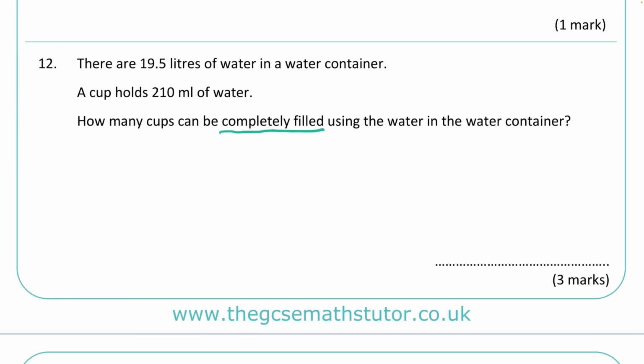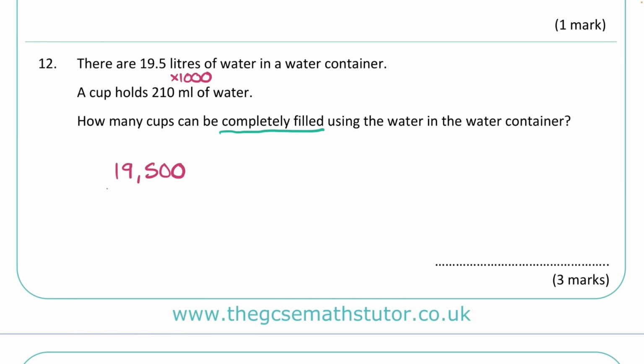So this is about conversions as well. We have our first one, 19.5 litres, and a cup holds 210 millilitres. So we need to know that there are 1,000 millilitres in 1 litre. So 19.5 litres, if we want to turn that into millilitres, we need to times that by 1,000. So we'll do it on the calculator, 19.5 times 1,000, and that comes out as 19,500 millilitres. Now, if we want to know how many of these 210 millilitre cups fit into that, we just need to divide that by 210.